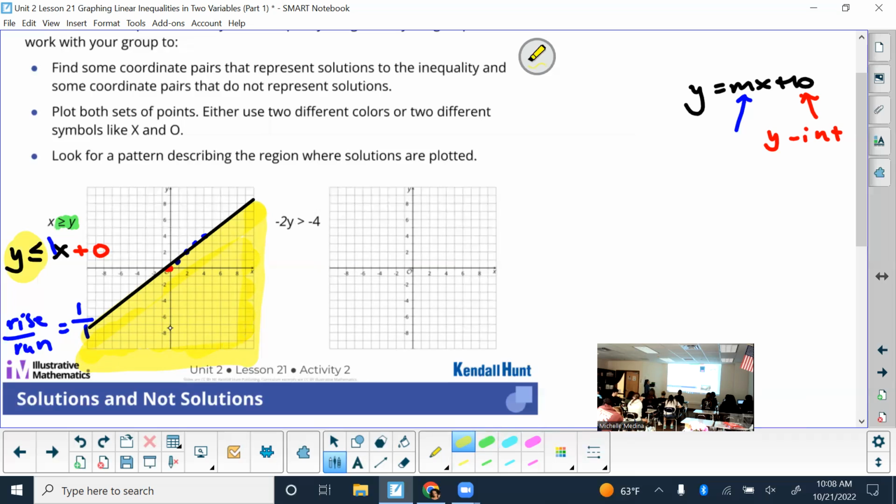Question on the first one. All right, let's keep going. Let's see if we can cover all of them, and then you can find it out. So number 2, is that one in slope-intercept form? No. How can I make it slope-intercept form?